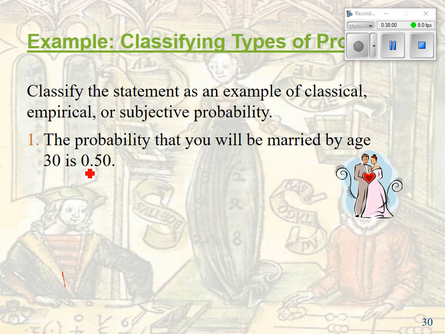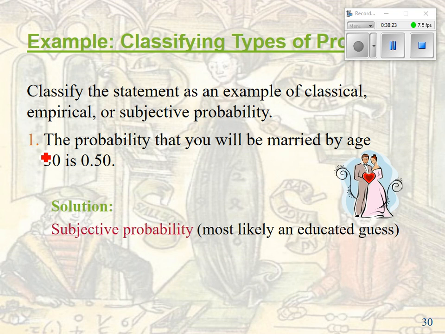Classify the statement as an example of classical, empirical, or subjective probability. And remember, classical is theoretical. I call it theoretical, usually I forget. The probability that you will be married by age 30 is 0.50. So which one of the three would that be? It's going to be subjective. It's most likely something where we looked at different things and we're making a guess that about 50% of the people are married by age 30. So that's a subjective probability.